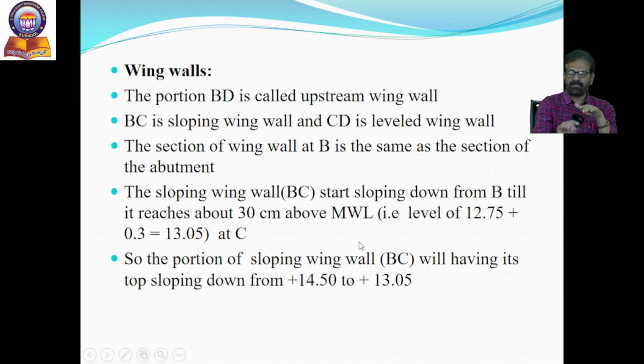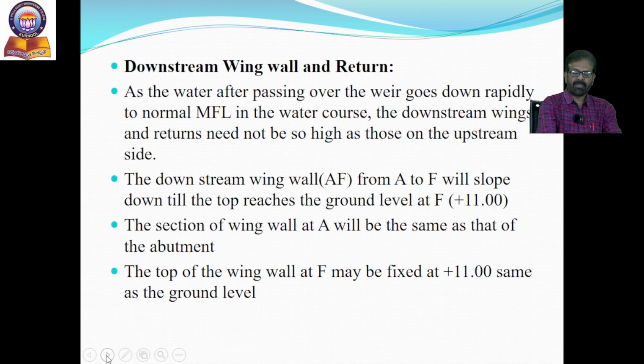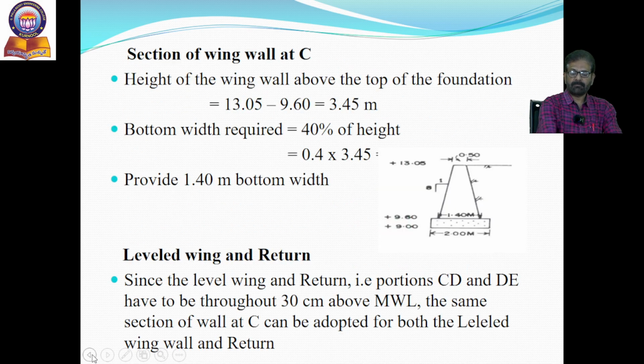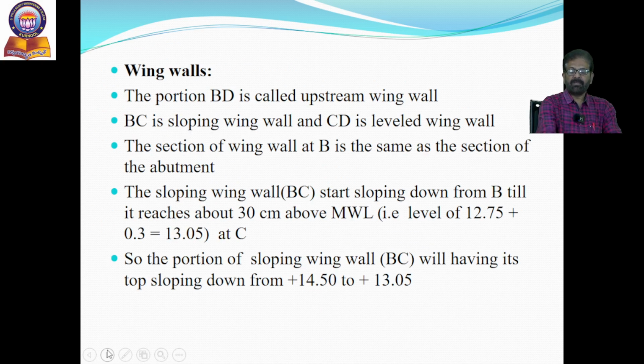So in the present case, that is 12.75 plus 0.3, which is 13.05. This is the level of the wing wall at C. The top level of the wing wall at C is 13.05. That has to be continued further. So the portion of sloping wing wall BC will have its top sloping down from 14.5 to 13.05. At B it is 14.5. At C it is 13.05. So you can imagine a slope of nearly 1.5 meters will be there. Accordingly we have to provide the sloping wing wall.